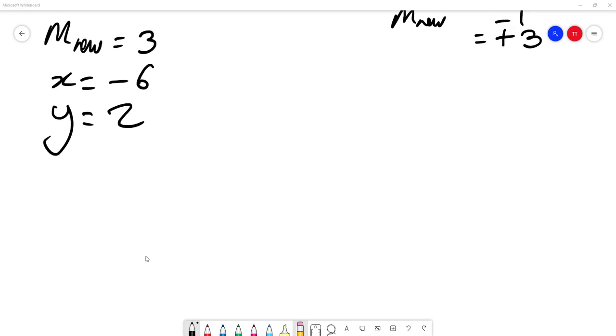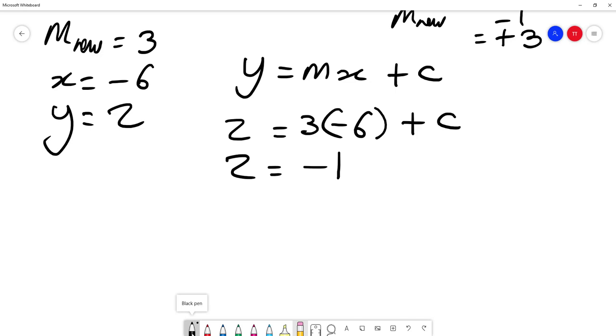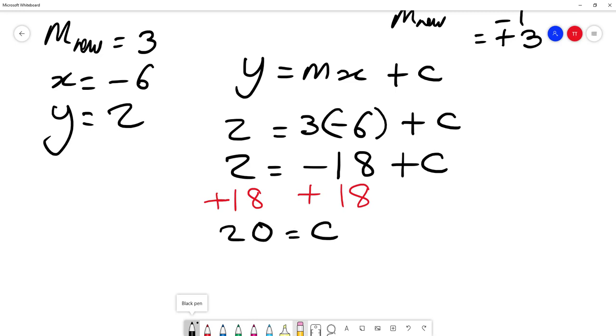So as we did before, we just use y equals mx plus c. Remember the golden rule here, we always have to work out what c is. So y equals 2m, which is the gradient of the perpendicular line, which we worked out was 3, times the x coordinate, which is -6, plus c. So we get 2 equals -18 plus c, and then add 18 on both sides here. So we get 20 equals c.